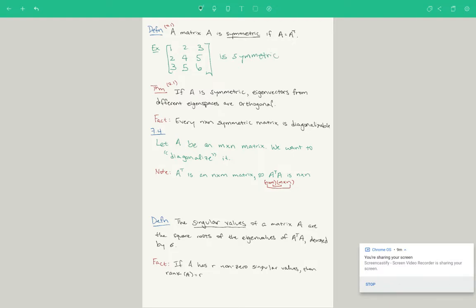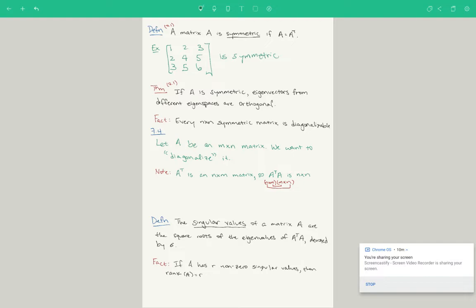And you can visually look at things and tell they're symmetric because the off-diagonal entries all come in pairs. Now, if we have a matrix that's symmetric, then eigenvectors that come from different eigenspaces are automatically orthogonal. So if you take eigenvectors from two different eigenspaces, this was what we were doing in the last video, we automatically know that if we dot them together, we'll get 0. Those are perpendicular vectors. Another fact is that every n by n symmetric matrix is diagonalizable.